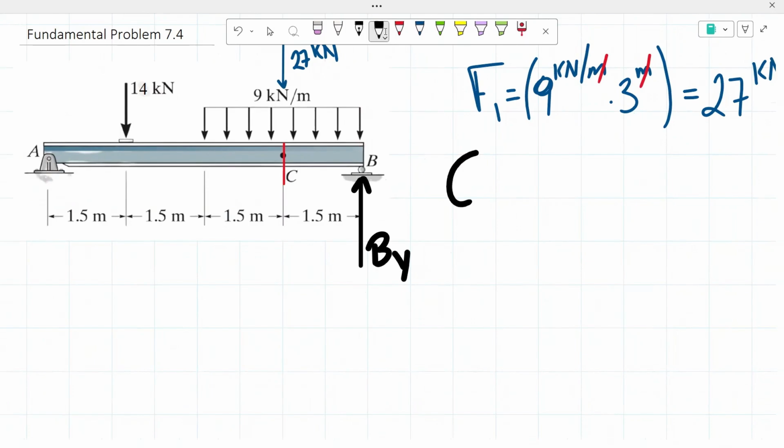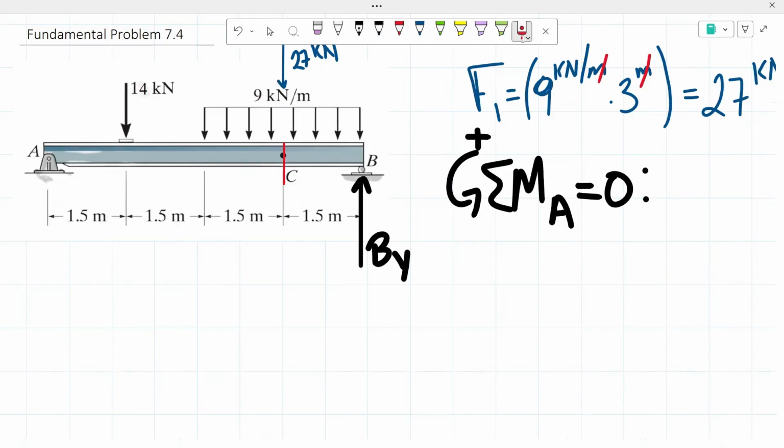So if I were to take the sum of the moments about point A, we know that all of that has to equal 0. So we have our 14 kilonewtons acting downwards to the right of our point A. So we know it's going to be creating a clockwise moment, meaning a negative moment. Moment is equal to the force, so 14 kilonewtons times the distance, and we know that from our point A to our 14 kilonewtons, there is a distance of 1.5 meters.